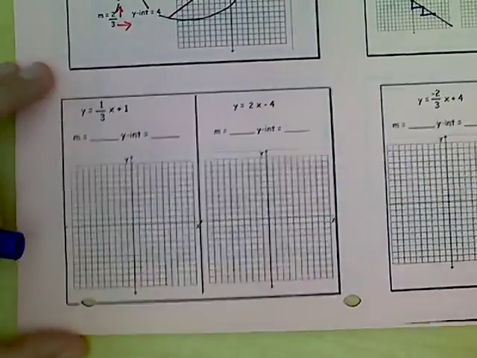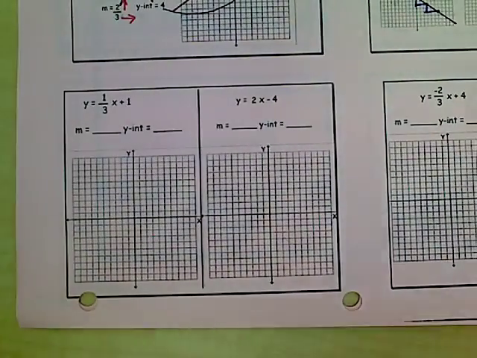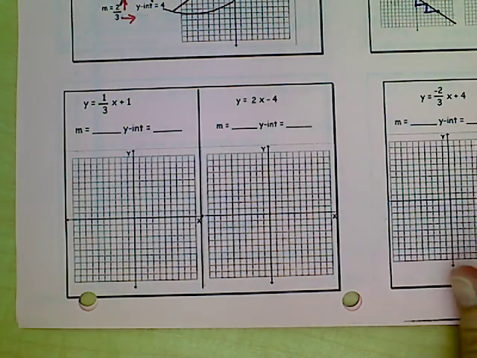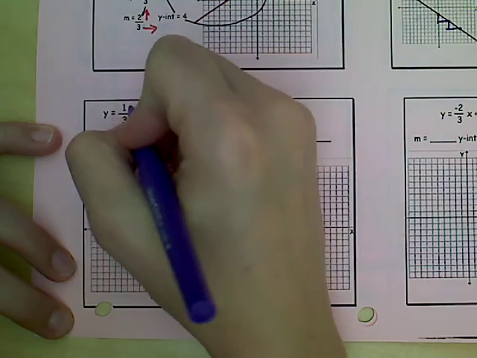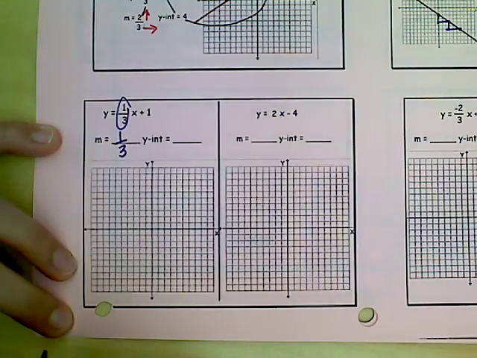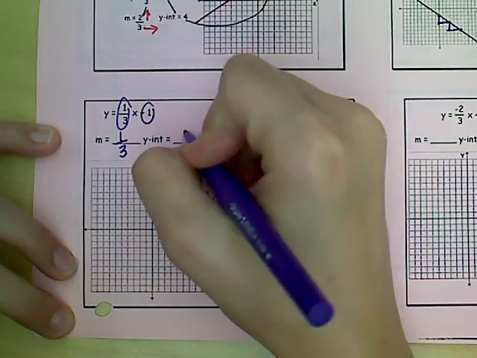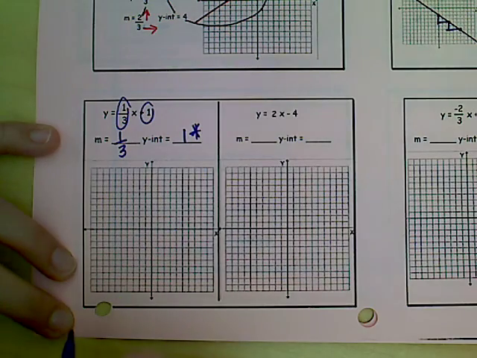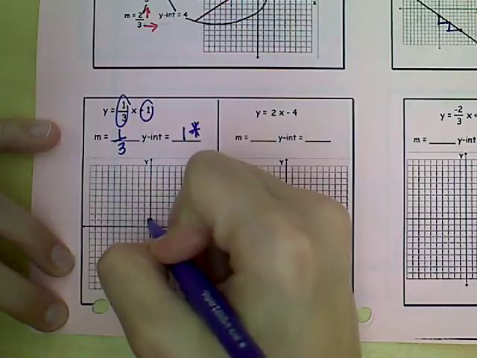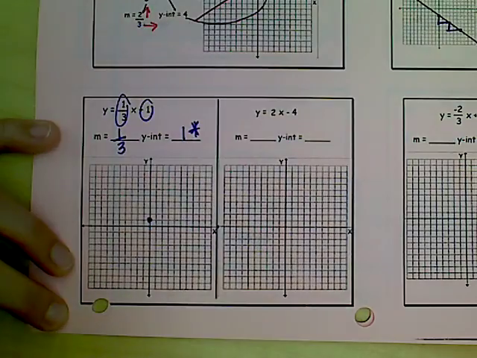All right, now let's go ahead and try some on our own. We're going to do the next 2 example slides, and then we are finished. So this first one, we need to pick out our slope and our y-intercept. Our slope, hopefully you can see, is 1 over 3. Our y-intercept is a positive 1. We always start with that y-intercept. So I'm going to find 1 on the y-axis and put a point there. That is a point on my line.